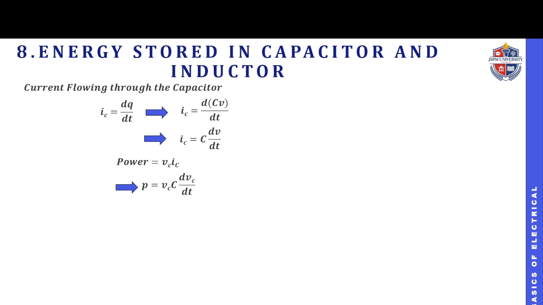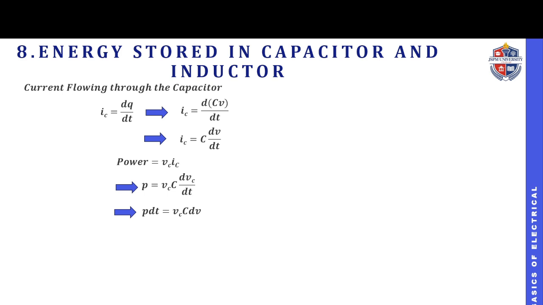That means voltage across the capacitor is VC. So we can write P is equal to VC into C dVC divided by dt. Now we can take this dt to the left hand side. So we get P into dt equal to C VC into dVC. Then what is meant by energy? Energy is nothing but power into time. That means power consumed or energy stored by any element in a particular time period.